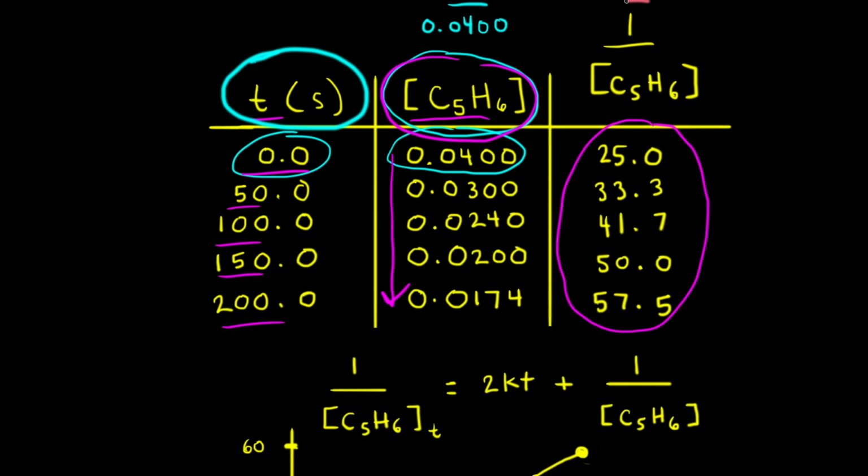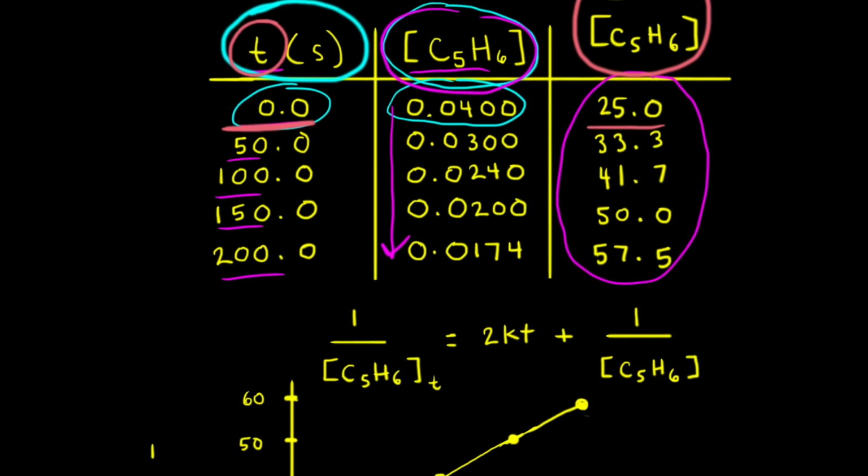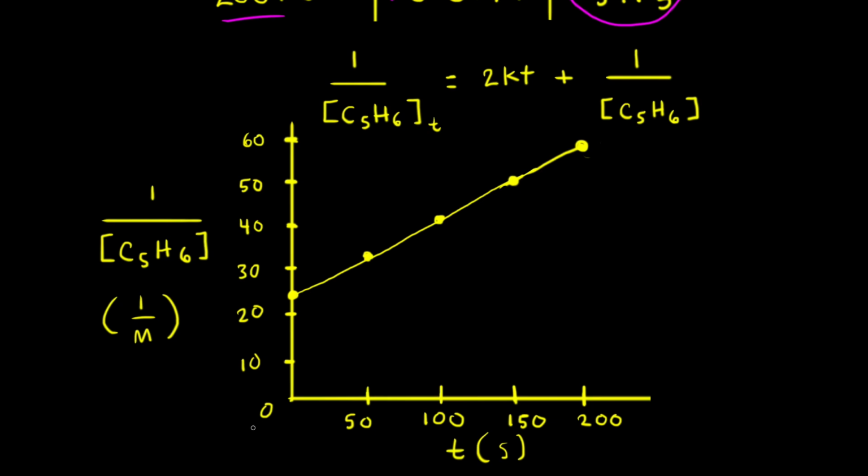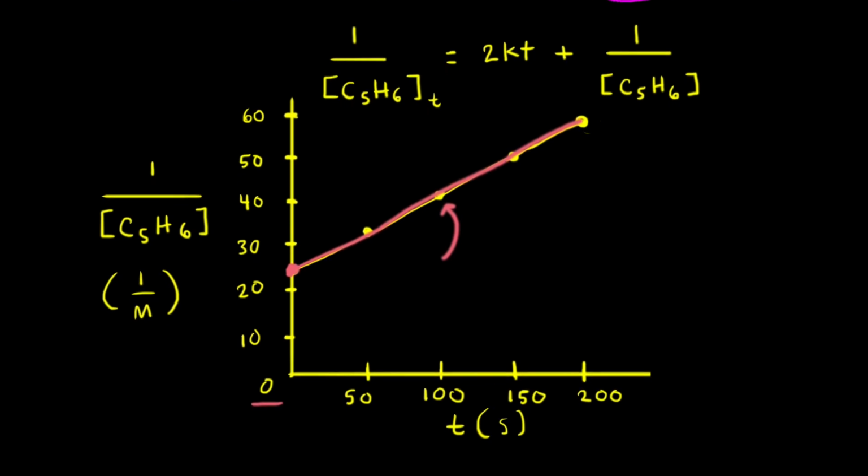Next, we need to graph our data. So we're going to have 1 over the concentration of cyclopentadiene on the y-axis and time on the x-axis. Our first point, so when time is equal to 0, 1 over the concentration of cyclopentadiene is 25.0. So if we go down to our graph, we can see that when time is equal to 0, our first point here is 25.0. And plotting the other points gives us a straight line. Next, we need to find the slope of this straight line. And there are many ways to do that. One way to do it is to use a graphing calculator.